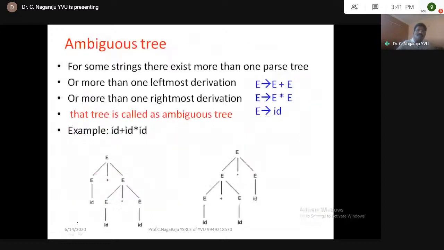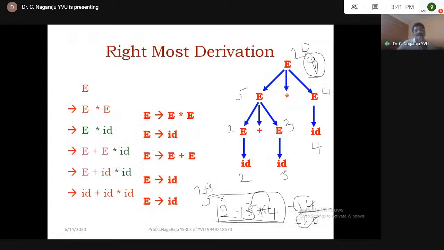When ambiguity occurs, if for a single input string you can construct more than one parse tree, that is, more than one leftmost or more than one rightmost derivation, then that grammar is called an ambiguous grammar. I think you clearly understood that.